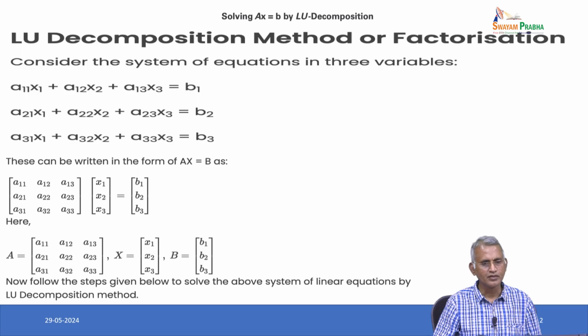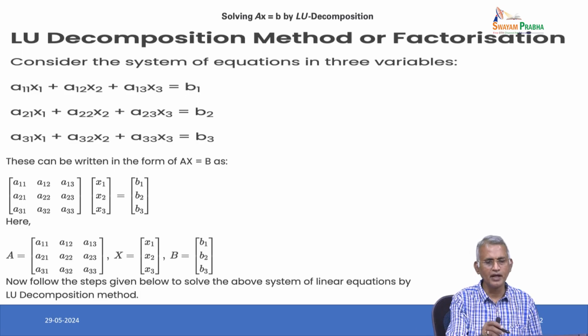Next, solving Ax equal to B by LU decomposition method. The LU decomposition method can be applied to the system of linear equations A11 x1 plus A12 x2 plus A13 x3 equal to B1, and simultaneous linear equations A21 x1 plus A22 x2 plus A23 x3 equal to B2, A31 x1 plus A32 x2 plus A33 x3 equal to B3.